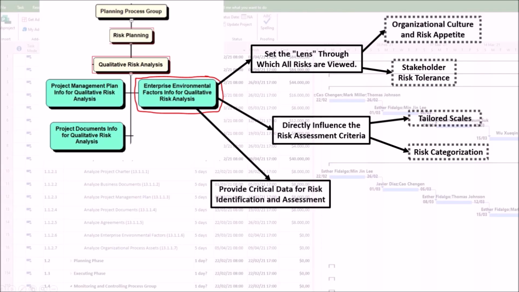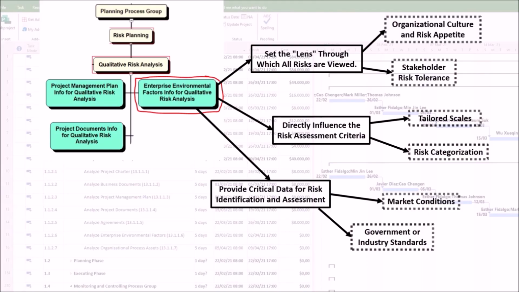3. Enterprise environmental factors provide critical data for risk identification and assessment. Many enterprise environmental factors are direct sources of common or industry-specific risks. First, market conditions. Competitor activity, market volatility, or currency fluctuations are external enterprise environmental factors that generate risks. Second, government or industry standards. New regulations, compliance requirements, or safety standards, which are enterprise environmental factors, introduce risks of non-compliance or mandatory changes.